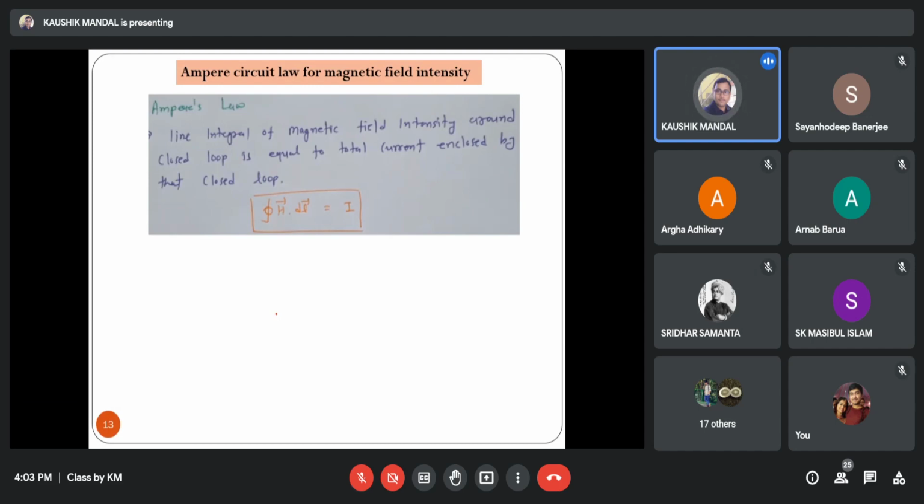Ampere circuit law for magnetic field intensity. Now, this particular law states that the line integral of magnetic field intensity, that is H dot dl, around a closed loop. You have to always consider a closed loop, not an open loop or open circuit. That will be equal to the total current enclosed by the closed loop. I is the total current that is enclosed in the closed loop.